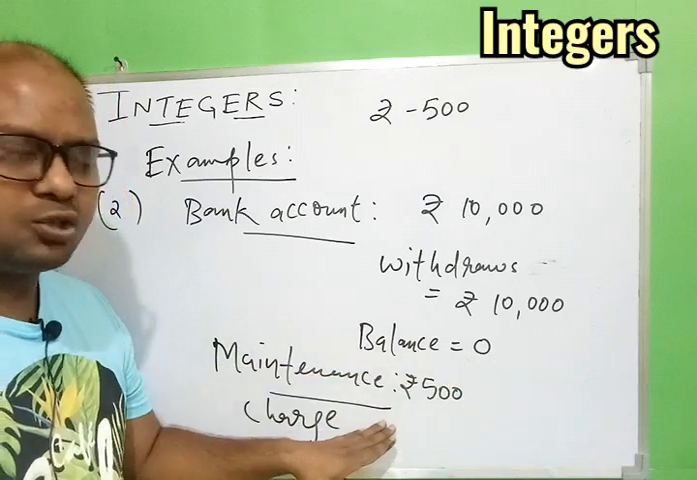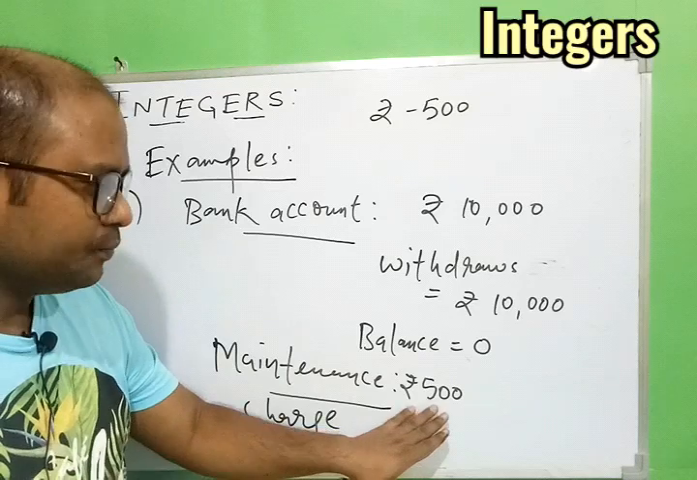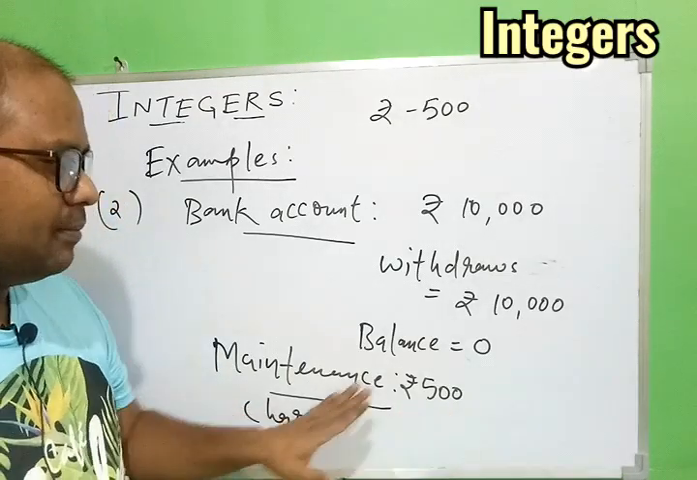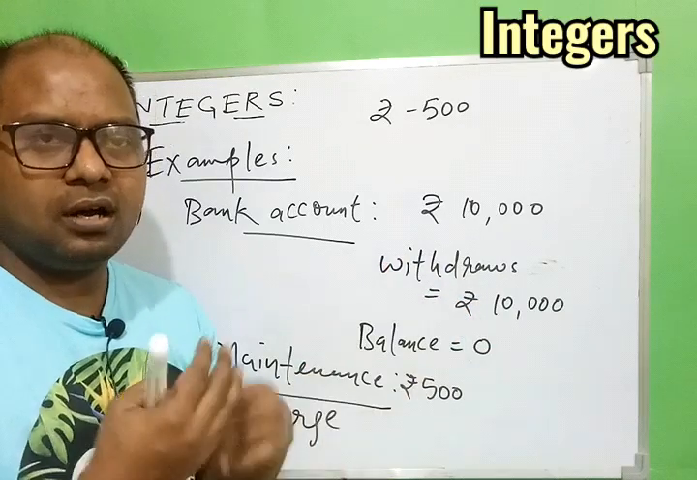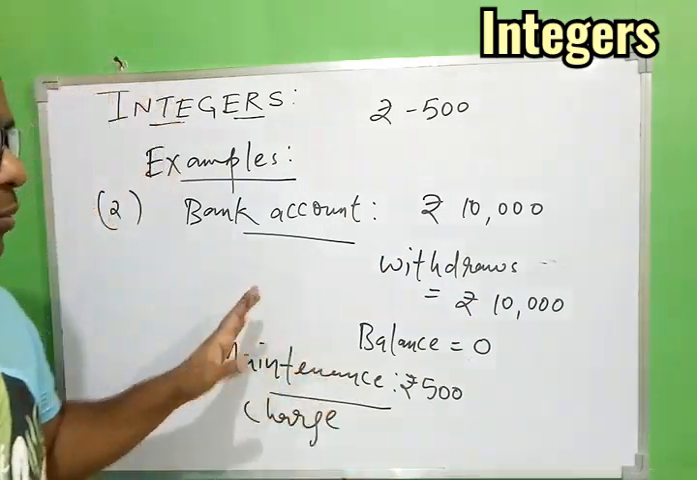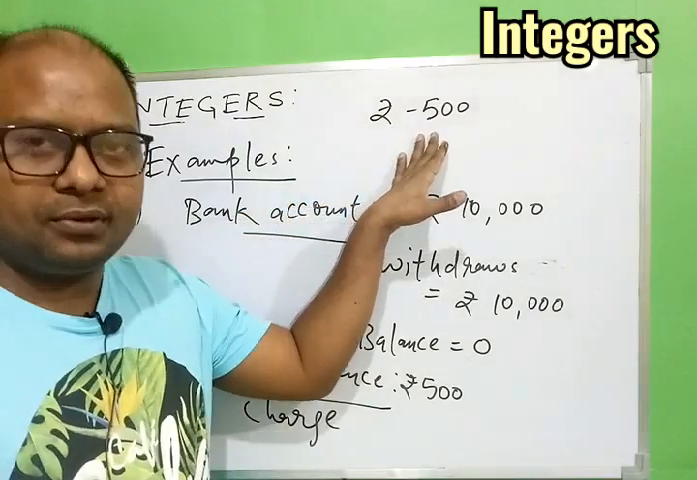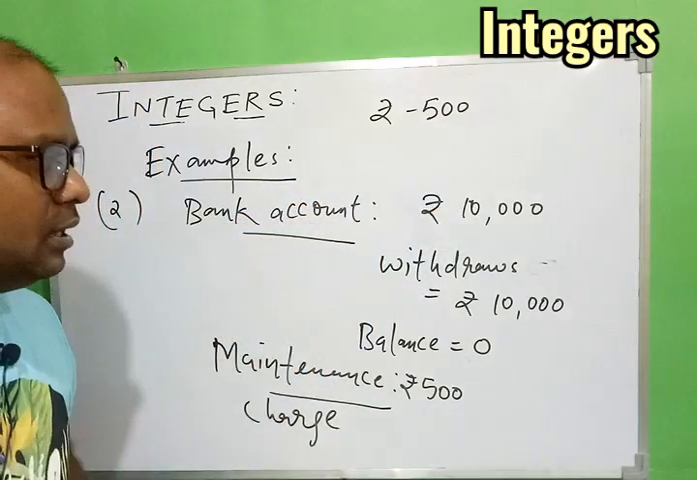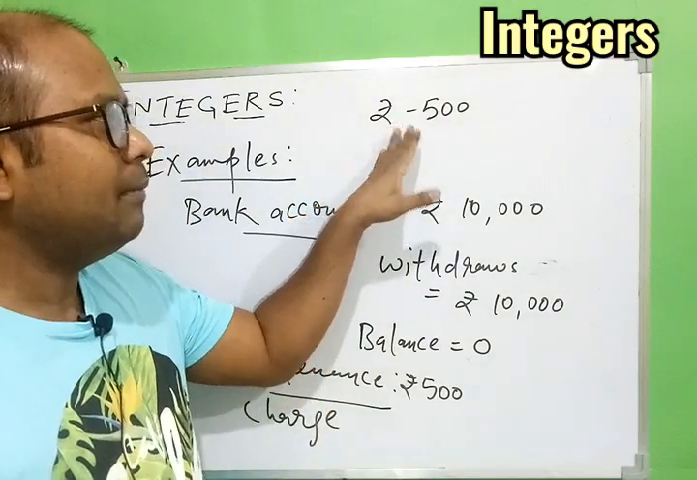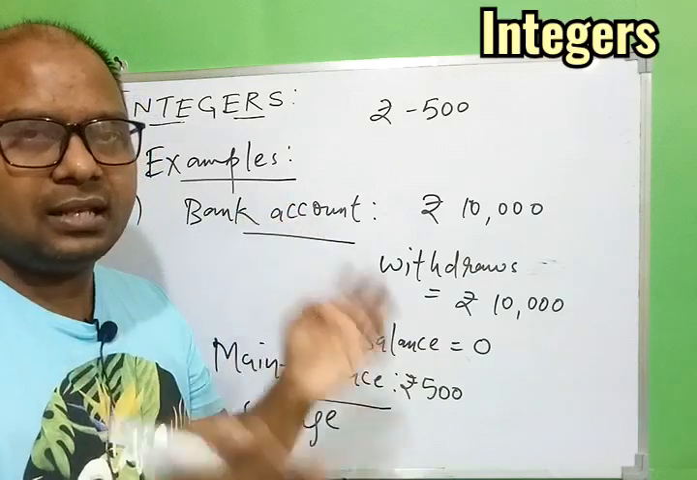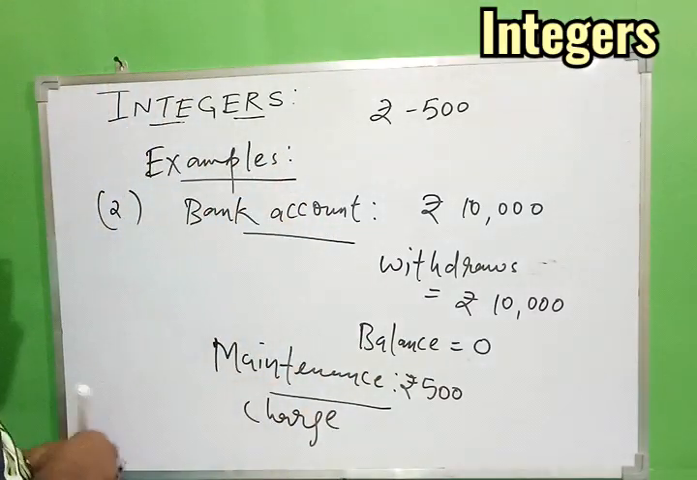Now the bank has to charge the maintenance amount for the account, and let the charge be 500, but the bank is able to see that there is nothing in the account. So how is the charge to be taken? What will be done by the bank? It will make the balance minus 500. So now the account holder will be able to see a balance of minus 500, that is in the negative.